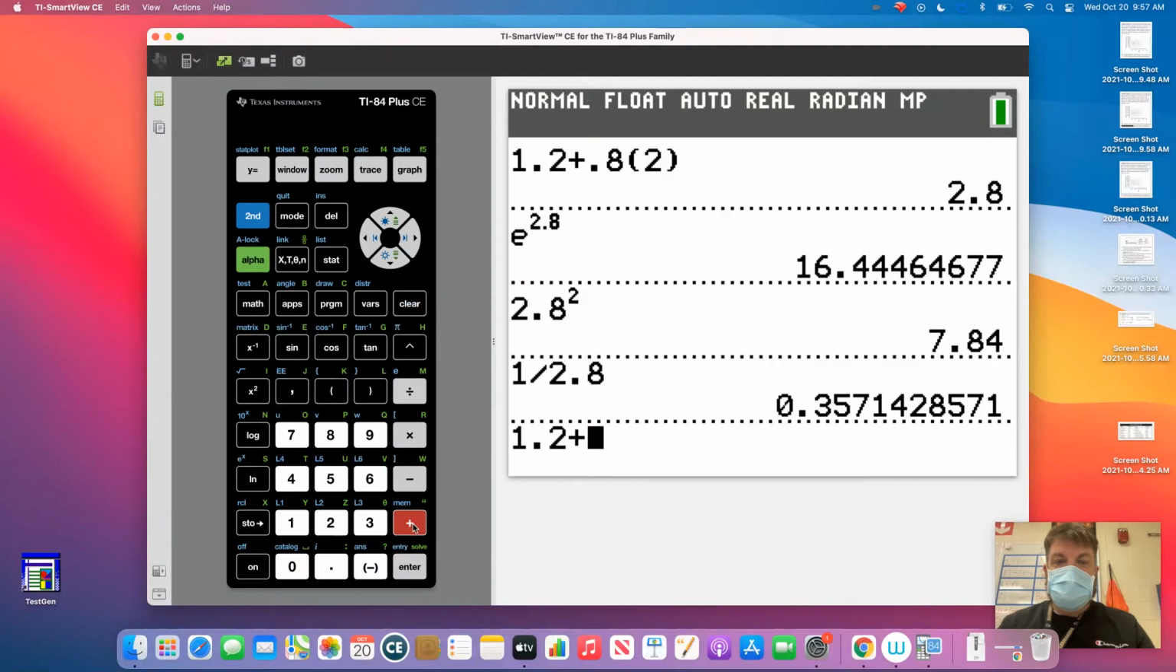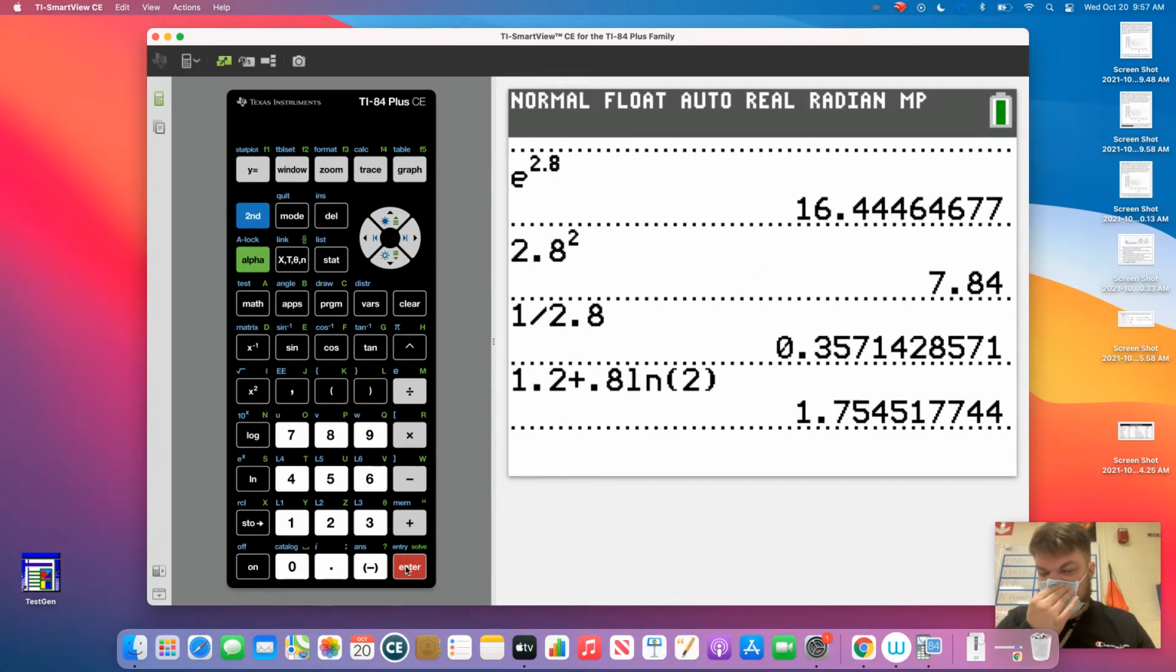But anyways, I already screwed it up with my fancy linguistic thing here. So it's plus, wasn't it 0.8? Yeah, times the natural log of 2. So now let's see what we got there. 1.75, does that seem right to you guys? Yeah.